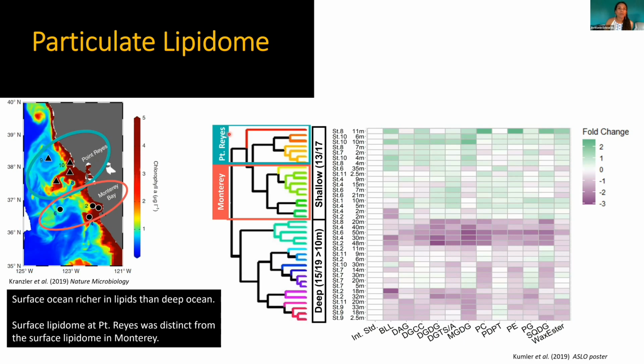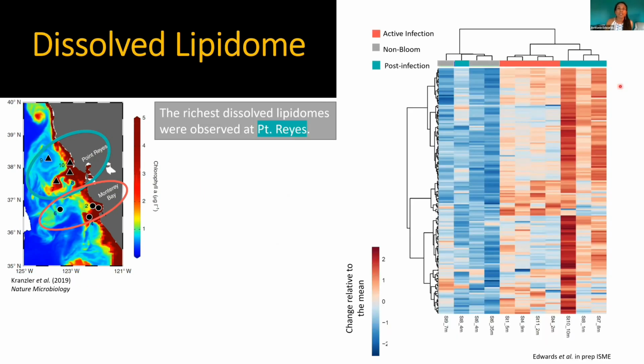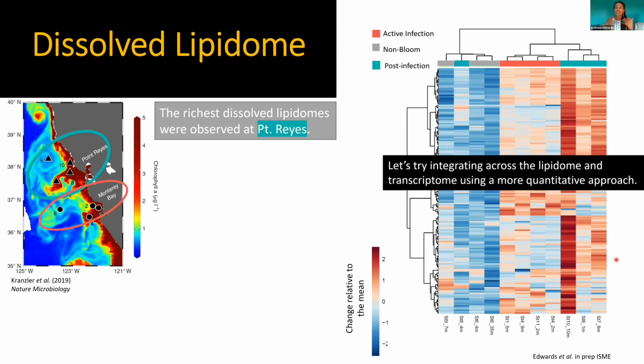And we do see that the particulate lipidome at Point Reyes is significantly different from the particulate lipidome at Monterey Bay. The richest dissolved lipidomes were observed at Point Reyes, and this is what we might expect from having diatoms being lysed open and spilling out their cellular content into the dissolved organic carbon pool.